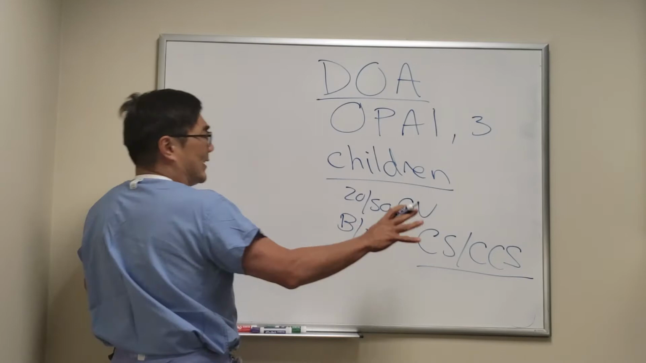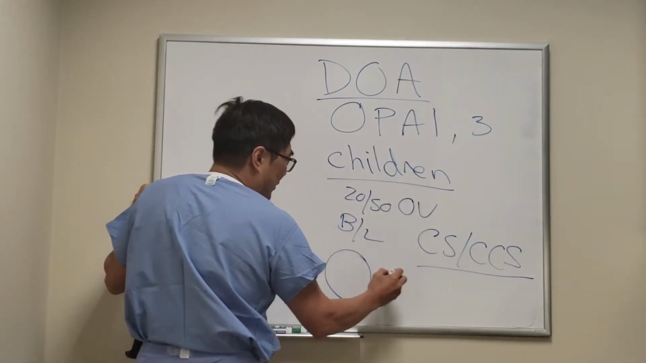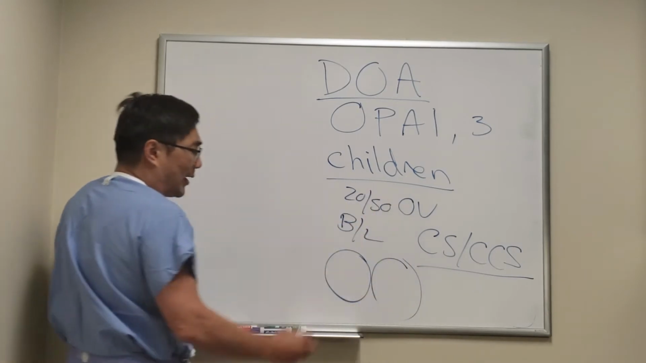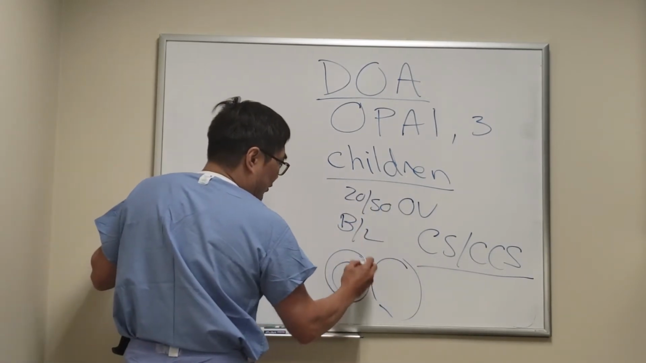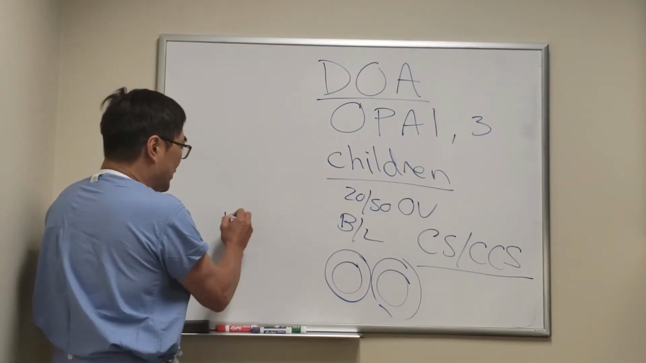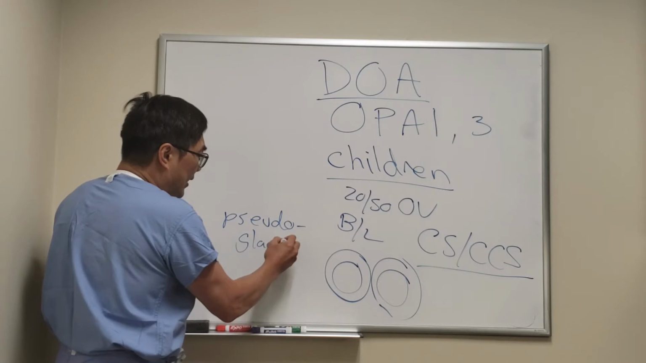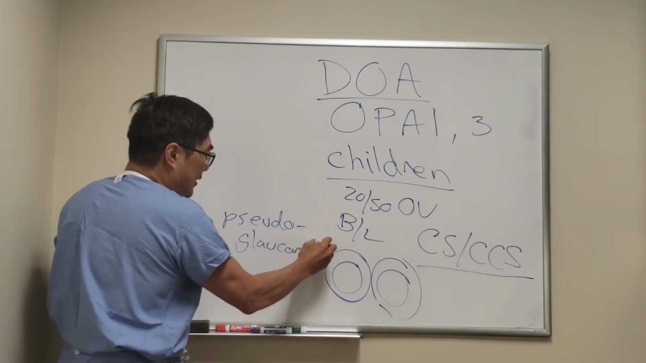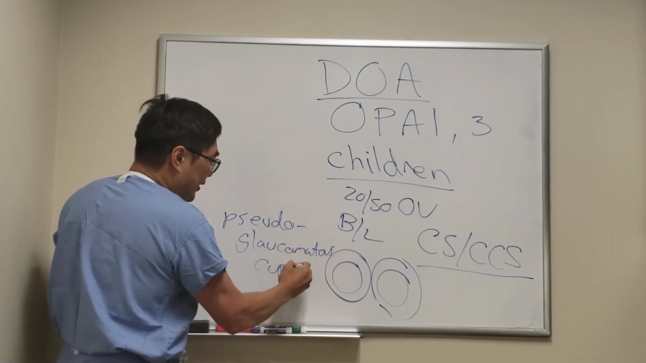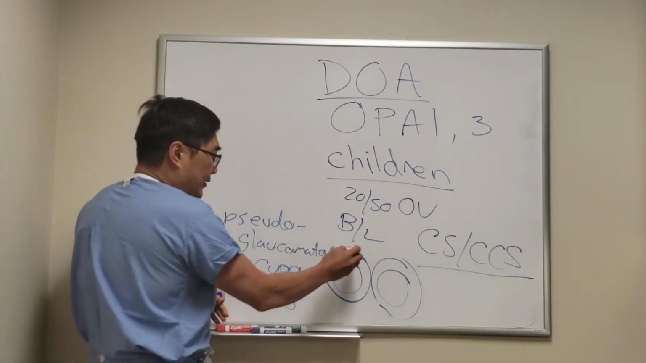And the rest of the exam should be normal, including the intraocular pressure. But one of the curious things about autosomal dominant optic atrophy is it produces cupping. And so that can look like glaucoma. So it's a pseudo-glaucomatous cupping. And the cup to disc ratio is typically greater than 0.5 in these people. And they have the same thing as glaucoma.